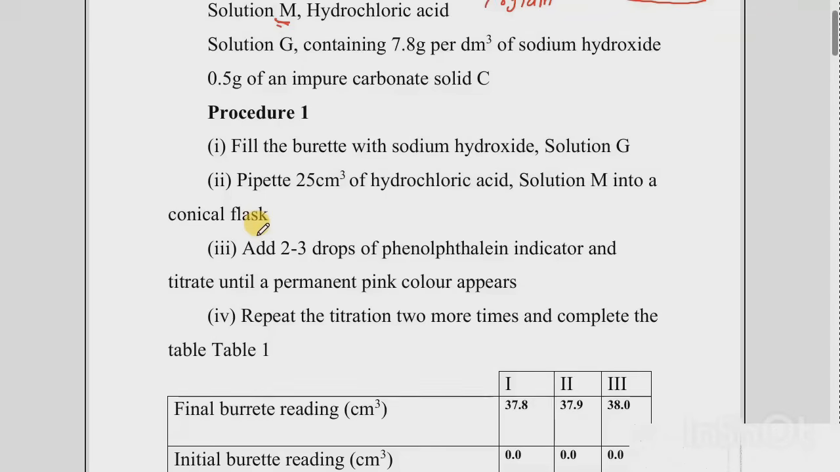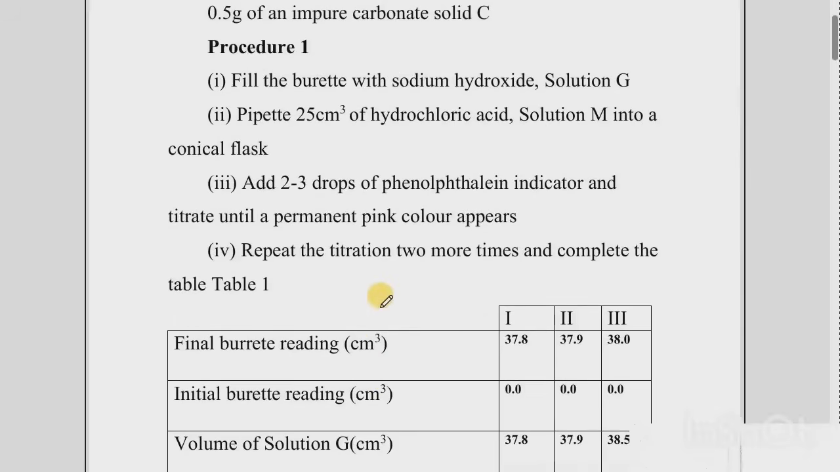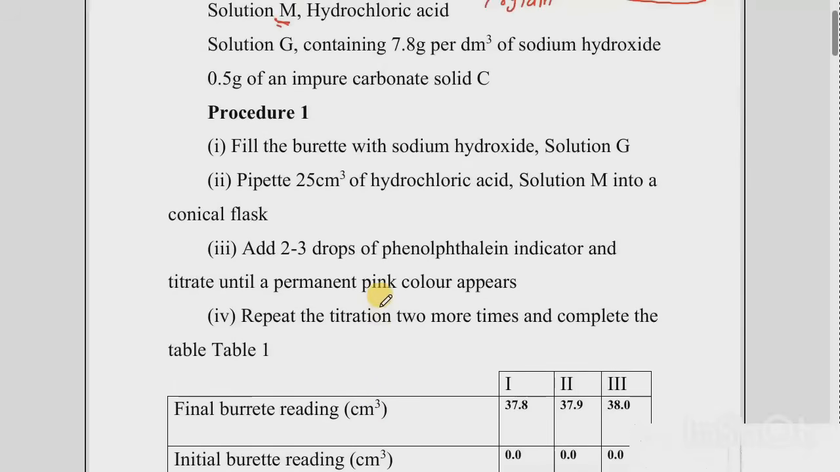So you understand that it is sodium hydroxide solution G reacting with hydrochloric acid. It is very important for you to understand that. So that is okay. So the next procedure, this is the volume. So what is in the burette? What is in the conical flask? You need to understand that.